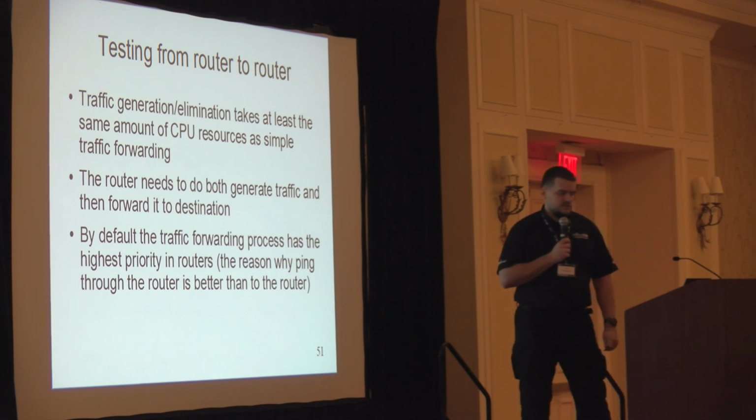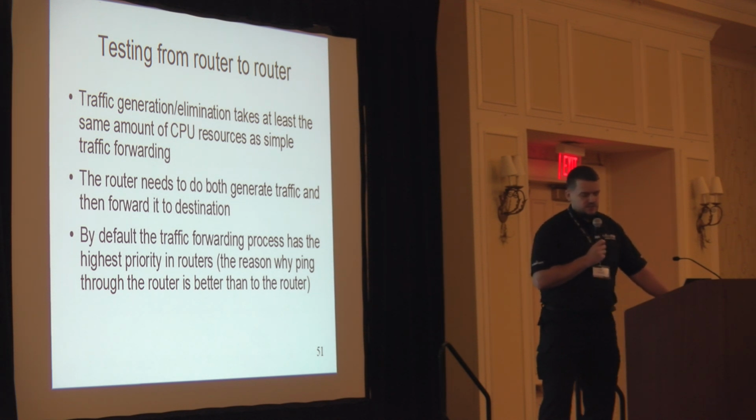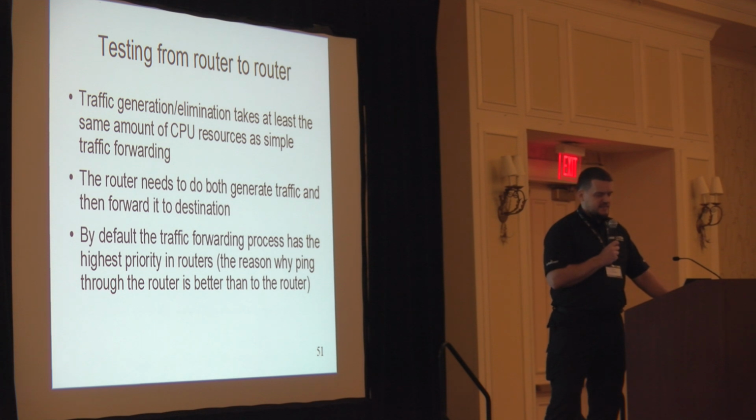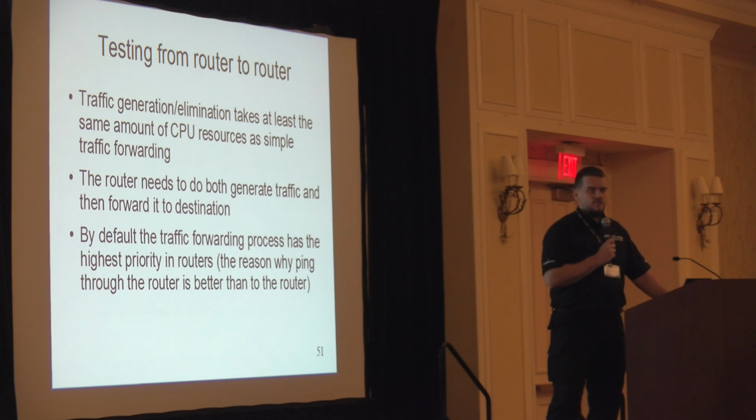So, we are closer to the end. Let's talk about testing from the router to the router. Traffic generation and elimination takes at least the same amount of CPU resources as simple traffic forwarding. So you use half of the CPU, if not more, to generate traffic when you test from the router to the router. So if you max out CPU, that doesn't mean that you tested the throughput of your device properly, because it was generating the traffic.